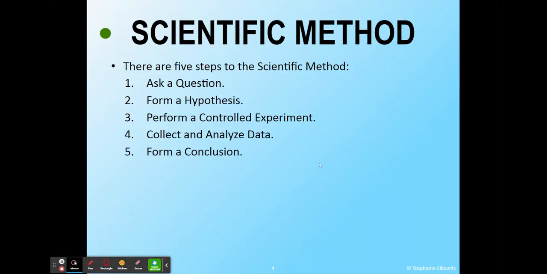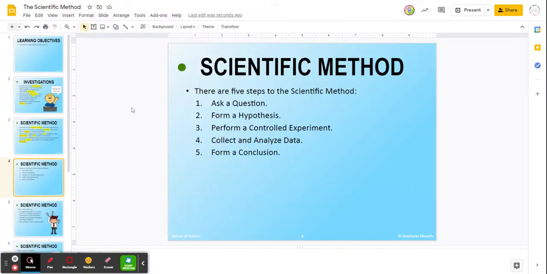So there are 5 steps to our scientific method. First thing you have to do is ask a question. After you've asked a question, you form a hypothesis. Then you perform a controlled experiment. You're going to collect and analyze data from the experiment, and then you're going to form a conclusion. Each of these are your fill-in.